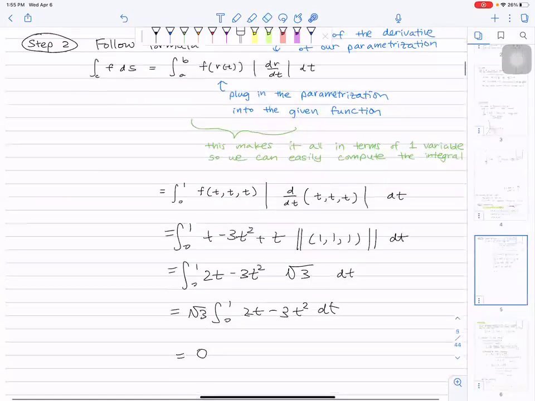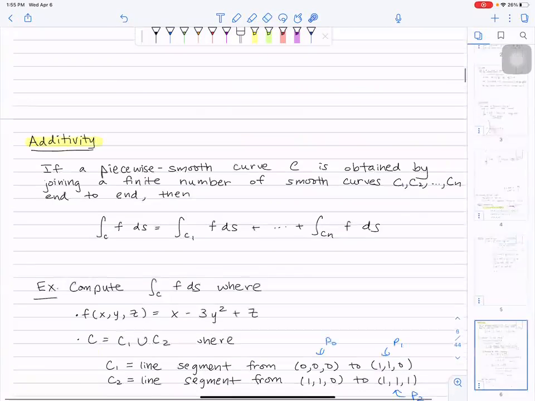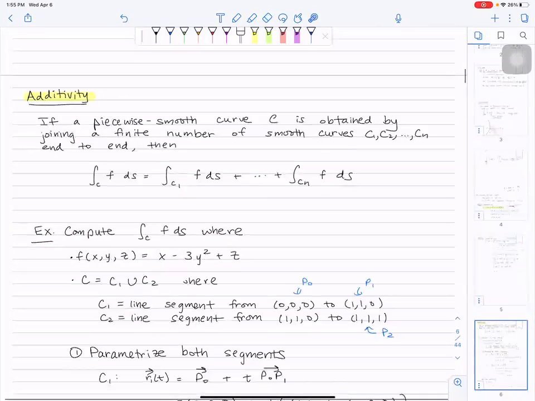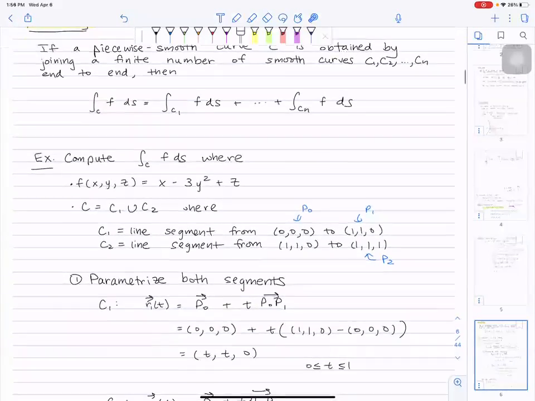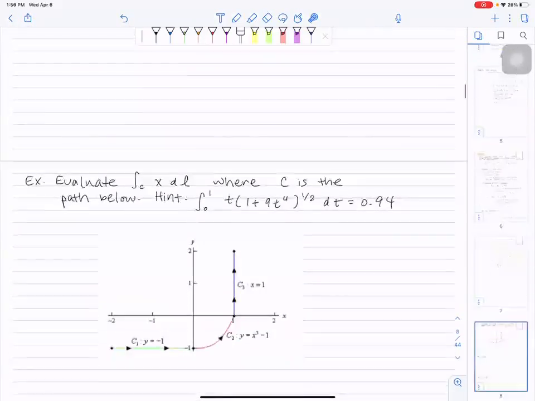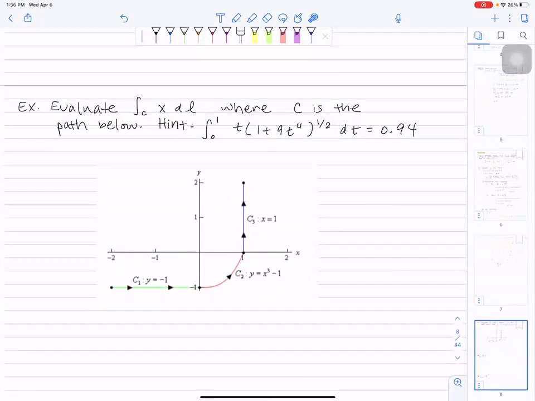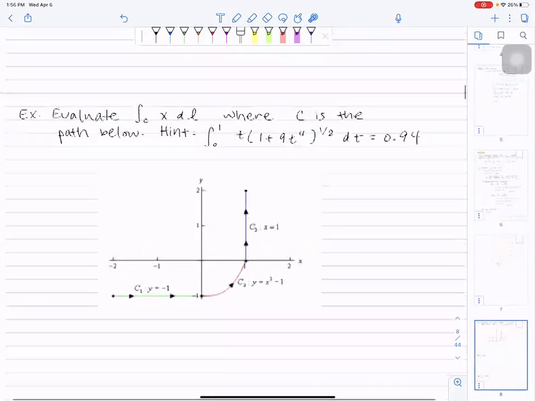Okay, so let's do an important property. This is called additivity of your path integrals, meaning that if you have one big curve and you can divide it into multiple parts, then we can take the path integral over the first curve plus the path integral over the second curve, etc., so that we don't have to do one big complicated curve. And so let's do a nice example here. So here I have an example.